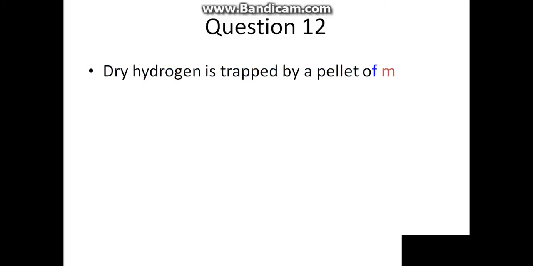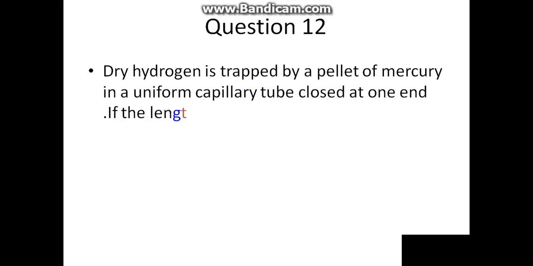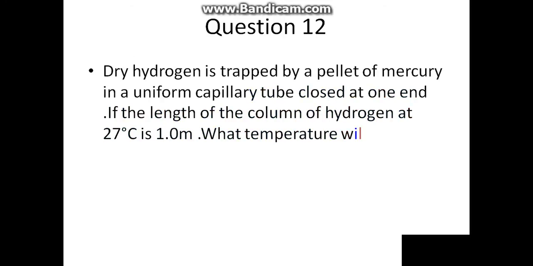Question 12. Dry hydrogen is trapped by a pellet of mercury in a uniform capillary tube closed at one end. If the length of the column of hydrogen at 27 degrees centigrade is 1.0 meter, at what temperature will the length be 1.20 meters?